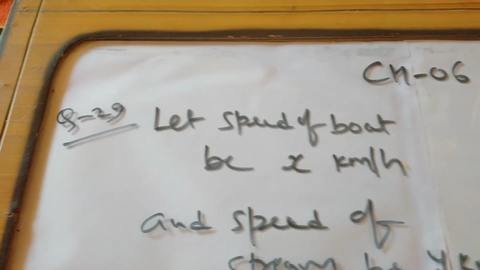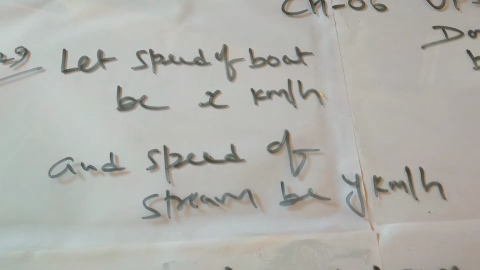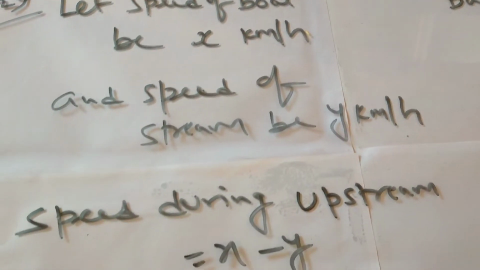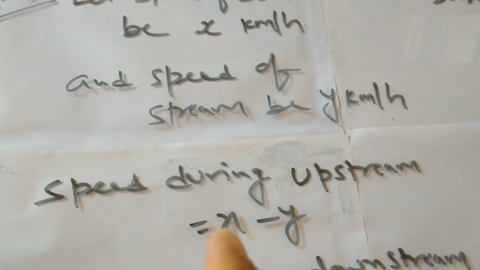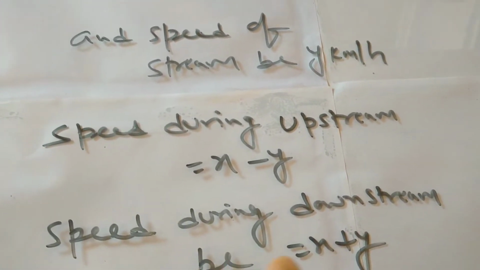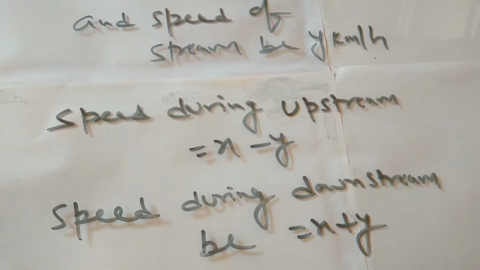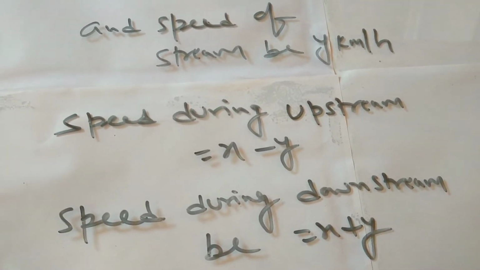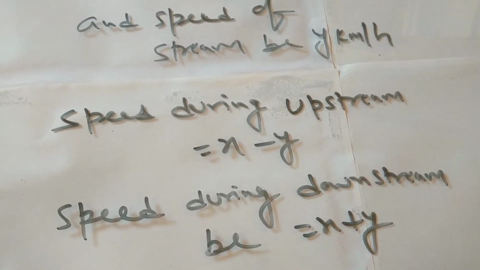Here we have to assume that the speed of the boat is x kilometer per hour and the speed of the stream is y kilometer per hour. Speed during upstream is x minus y, and during downstream is x plus y. These two things you should remember. Then accordingly, whatever question they have asked, you can formulate it. So let's see the questions.